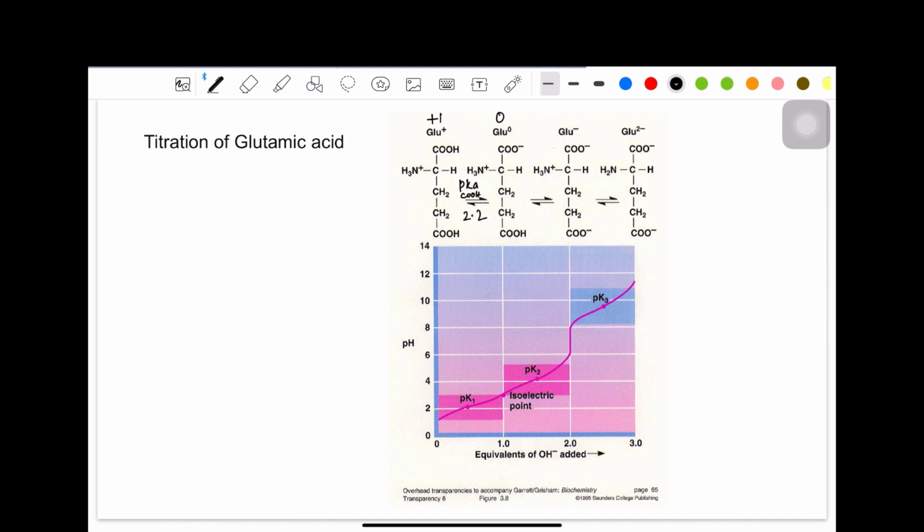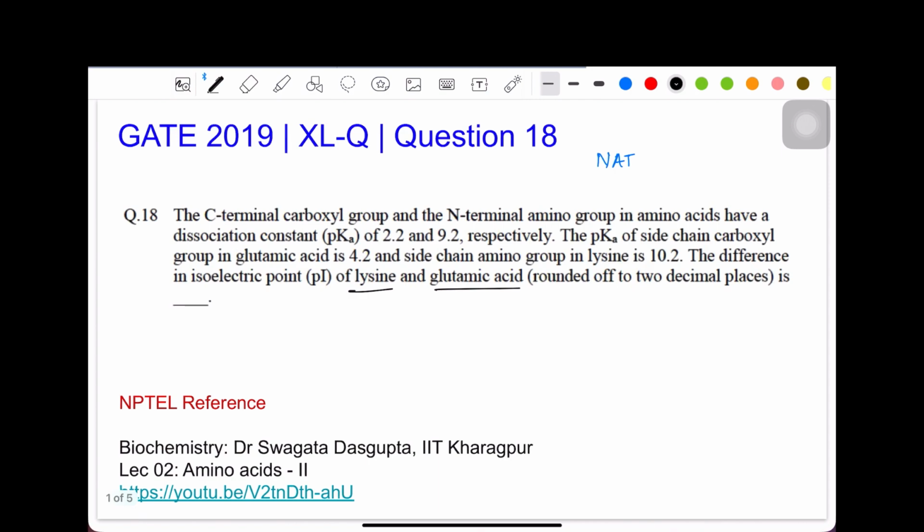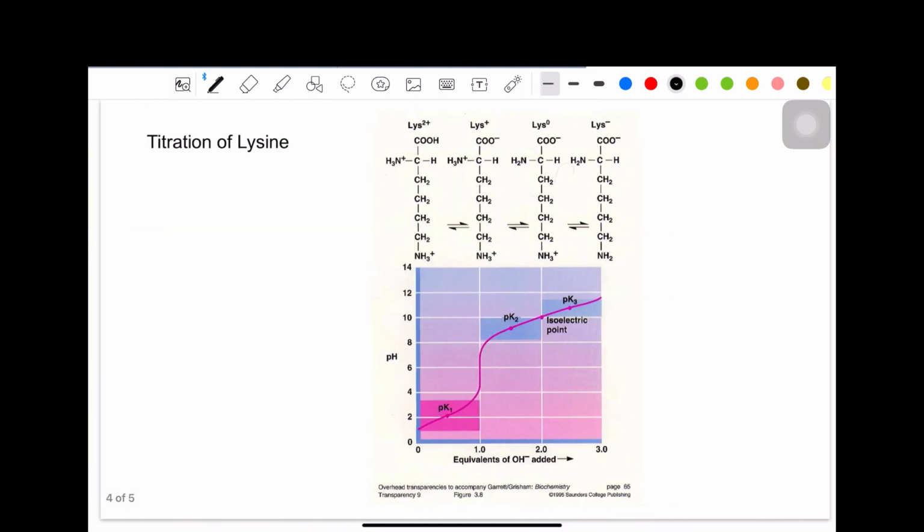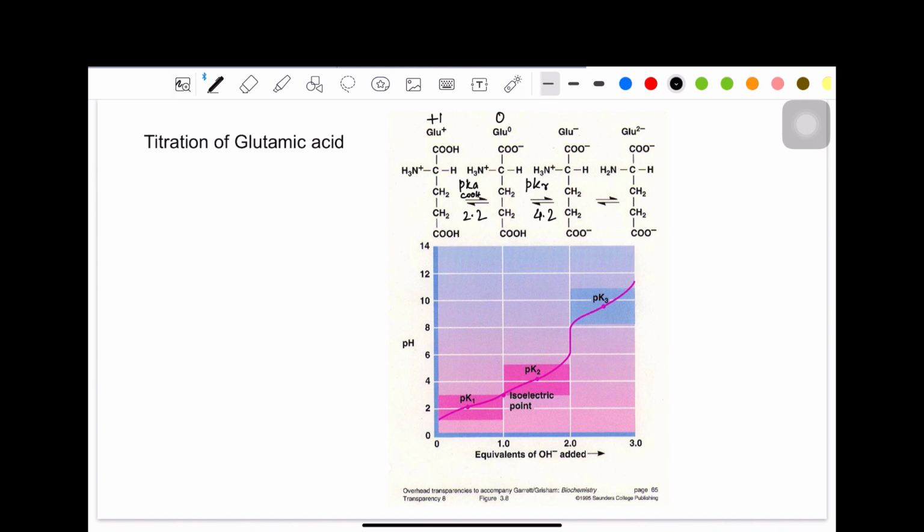Next, what happens? Next, which group loses the proton? The next group to lose the proton is the side chain carboxyl group. This side chain carboxyl group, as we have discussed and is also mentioned in the question, has a pKa value of 4.2 for glutamic acid. It is 4.2, right? So now, when this side chain carboxylic acid group, this COOH group, loses its proton, it becomes COO minus.